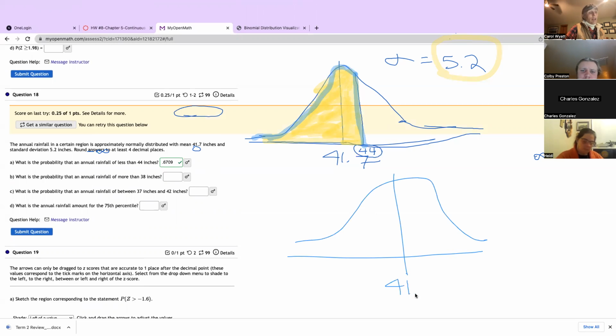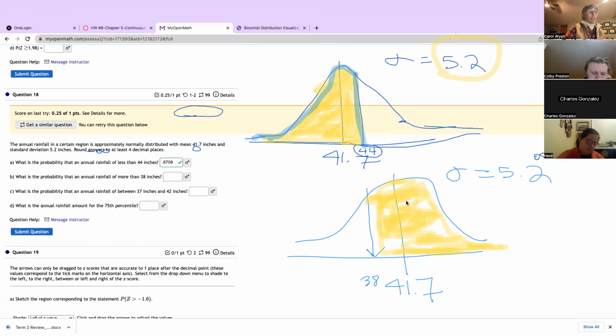41.7 is in the middle. Your curves don't have to be pretty. Your sigma is 5.2. I want more than 38 inches. So 38's over here. It's underneath 41. And I want more than that. So I want this. Now keep in mind that this is more than 50%. So once again, this area should be somewhere greater than 50.